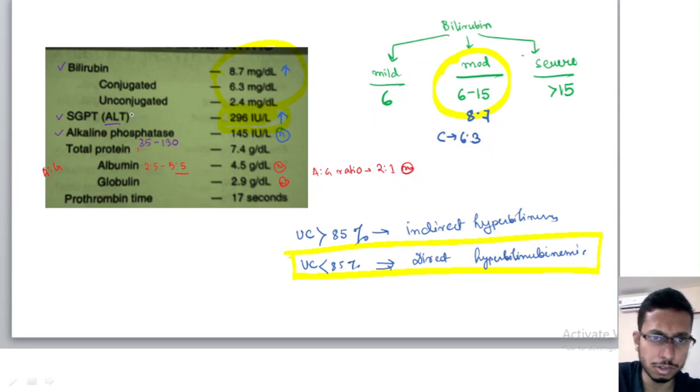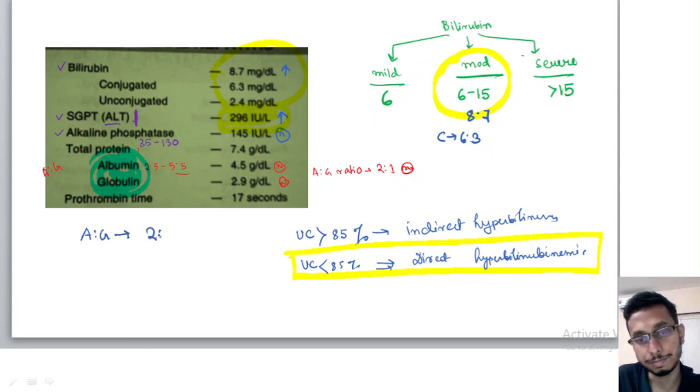Why hepatocellular? Because the ALT level is raised. Hepatocellular injury with raised ALT can be due to hepatitis, drug-induced liver injury, or cirrhosis. Whether cirrhosis is present or not, you can differentiate by the albumin globulin ratio. How does it help? If there is cirrhosis, this AG ratio gets reversed. The normal AG ratio is 2:1.